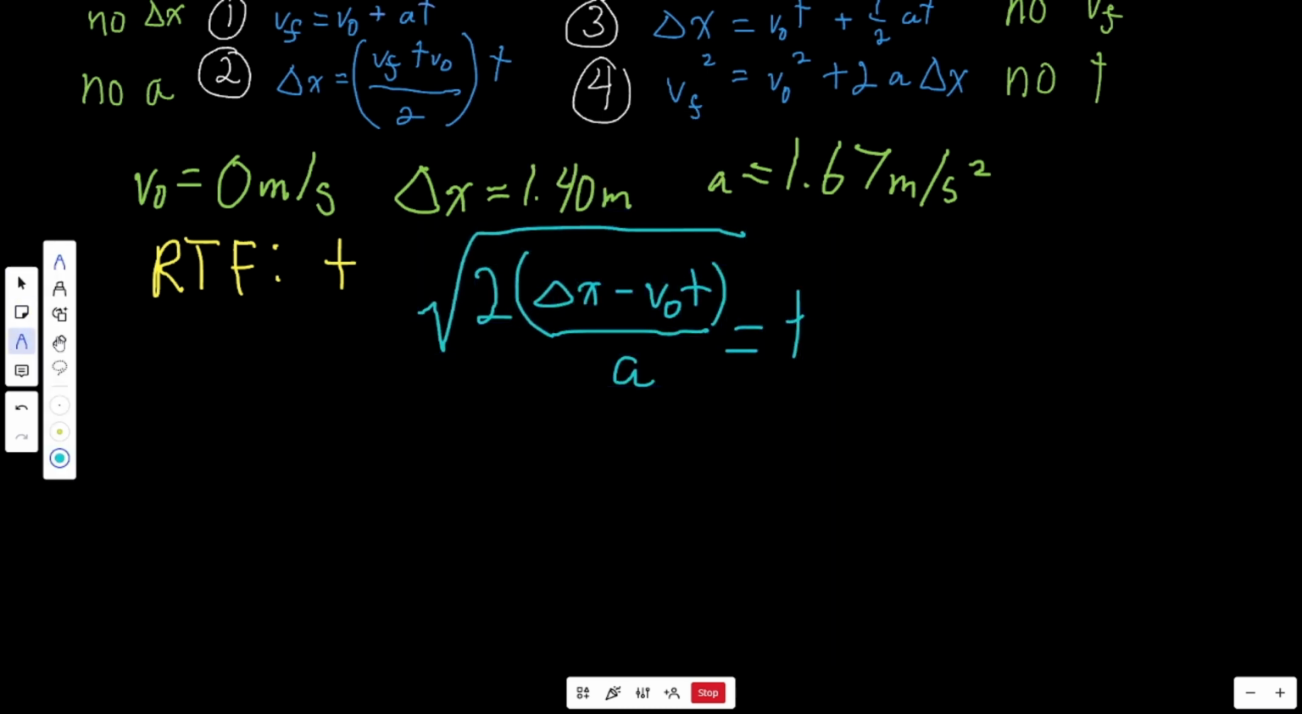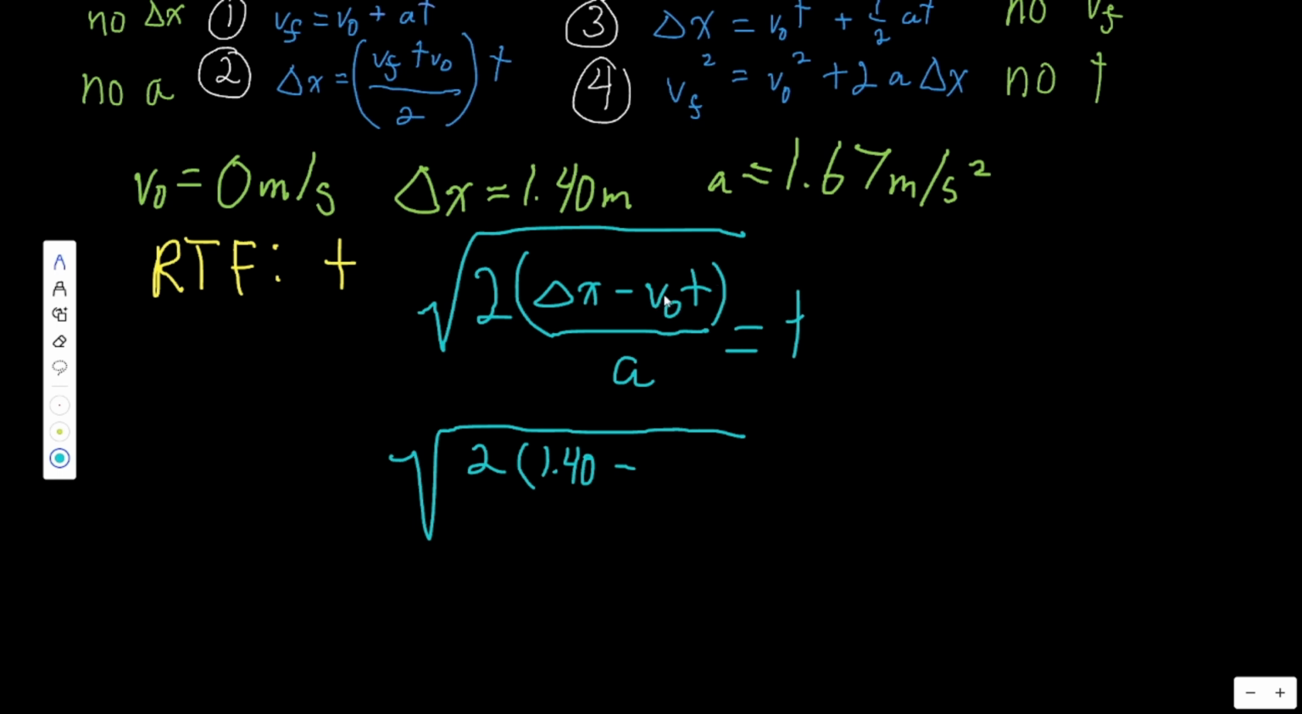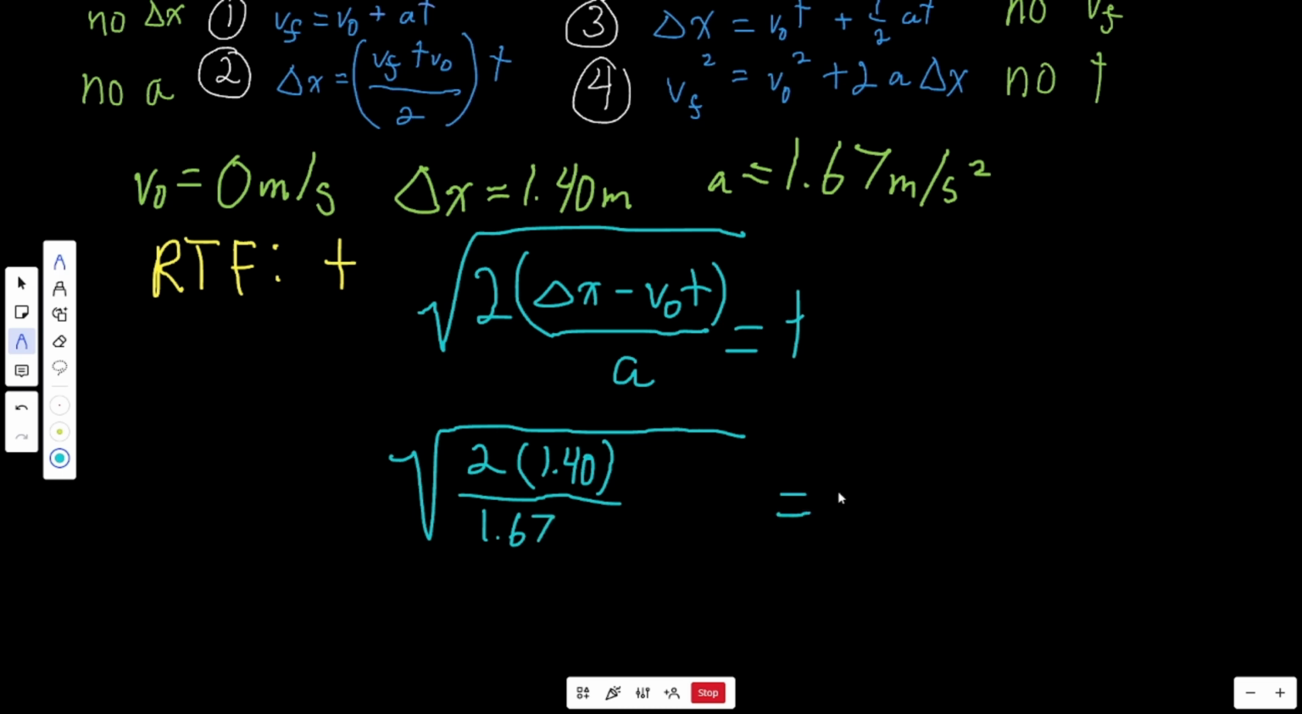Plugging in our values, we can actually get this. So we'll have 2 times delta x, which is 1.40, minus initial velocity times time. That's 0. So let's just remove that, because our object was dropped. Now we have to divide this by 1.67, since that's the acceleration of gravity on the moon. And this should equal time. So let's try putting that in the calculator. So we have the square root of 2 times 1.40 divided by 1.67.